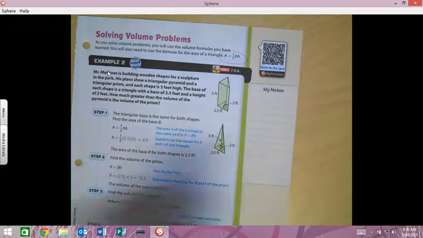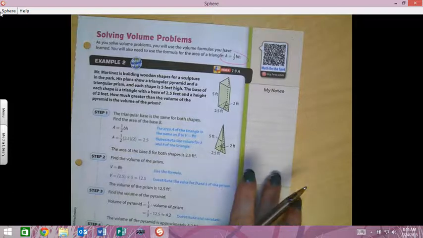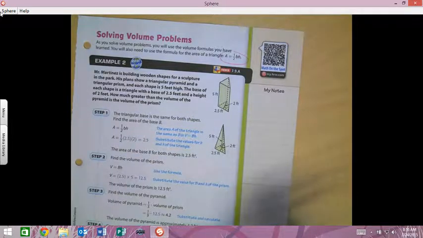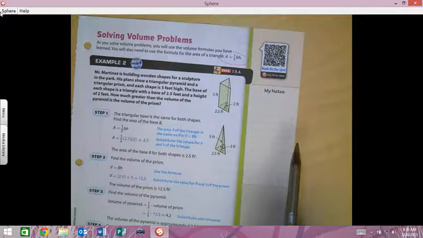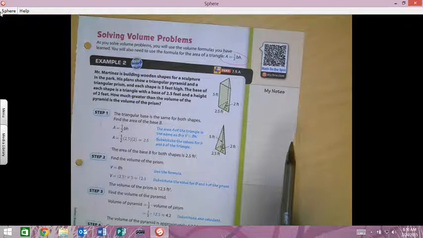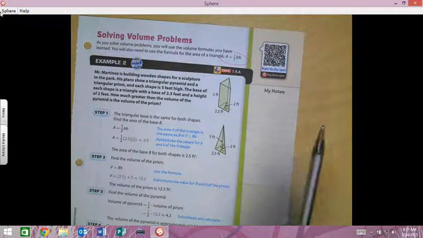So it says, Mr. Martinez is building wooden shapes for a sculpture in the park. His plan shows a triangular pyramid and a triangular prism, and each shape is 5 feet high. The base of each shape is a triangle with a base of 2.5 feet and a height of 2 feet. How much greater than the volume of the pyramid is the volume of the prism?